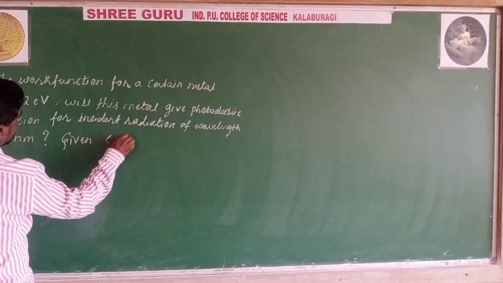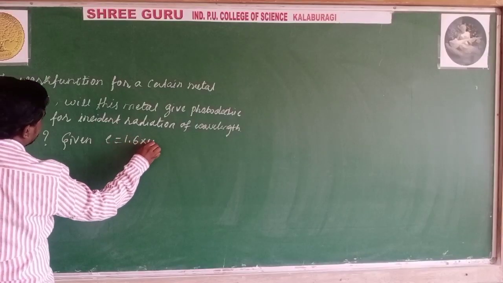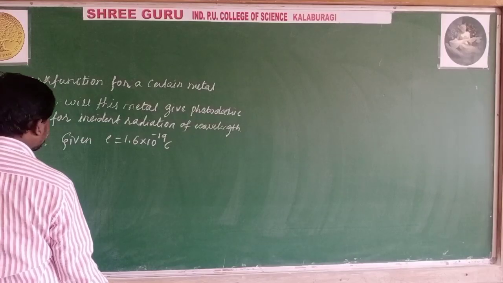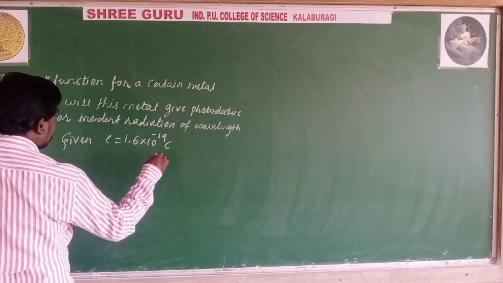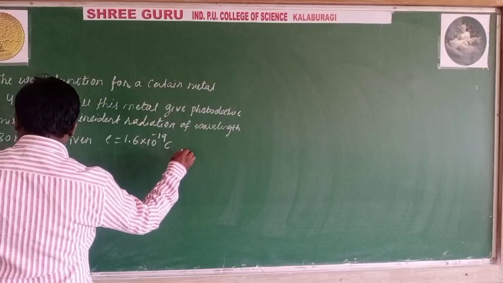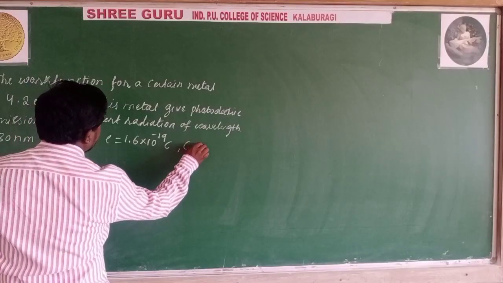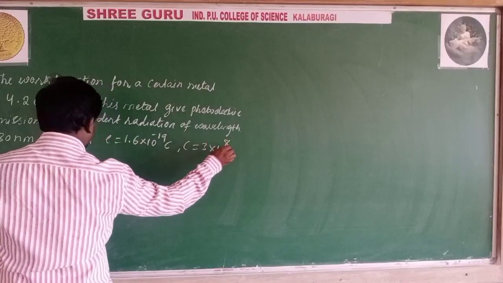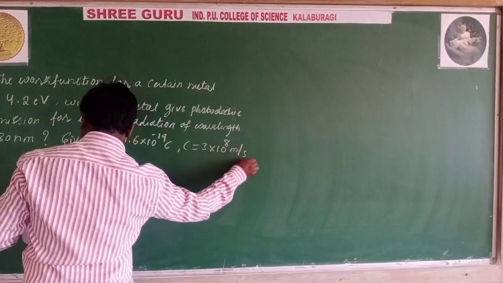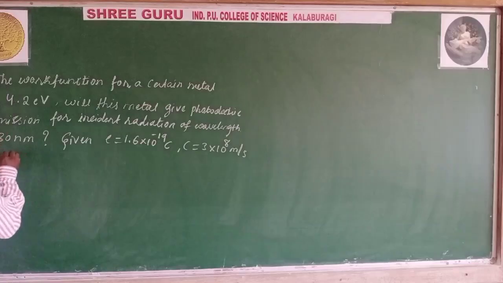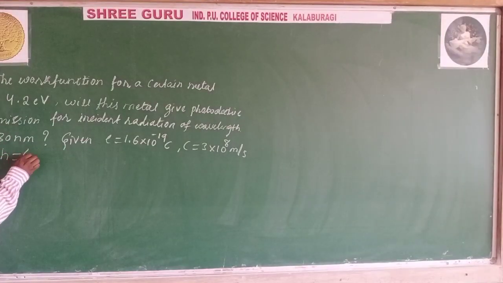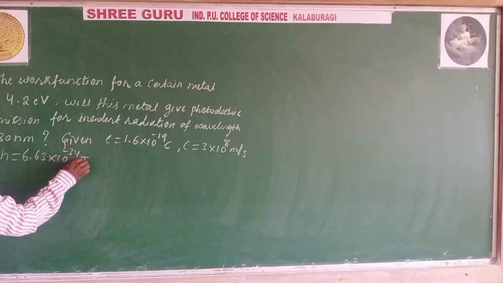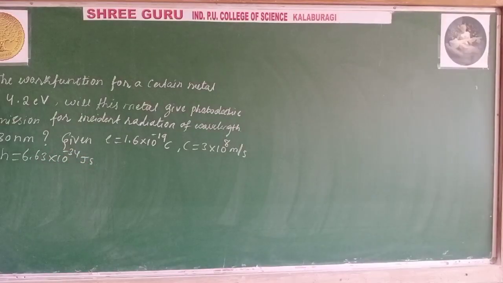Given, e is equal to 1.6 into 10 raised to minus 19 coulomb. Suppose they are not mentioned also, you should remember these values. And c is equal to 3 into 10 to the power 8 meter per second. And h value is 6.63 into 10 raised to minus 34 joule second. This is about the question.